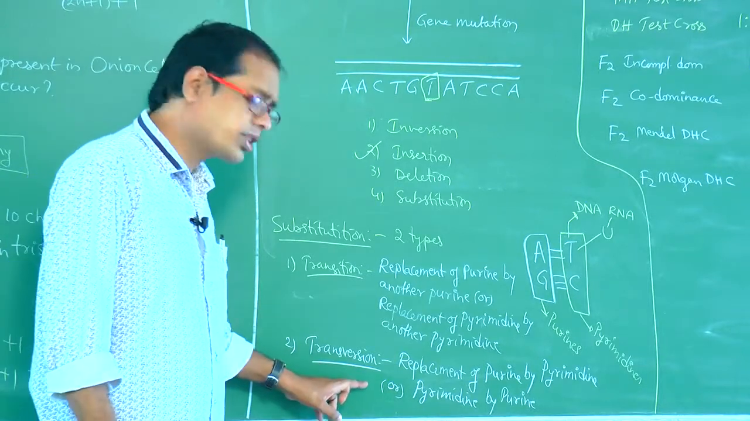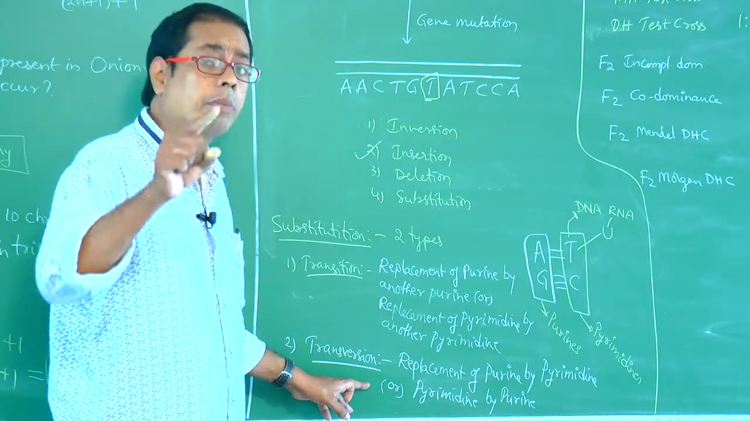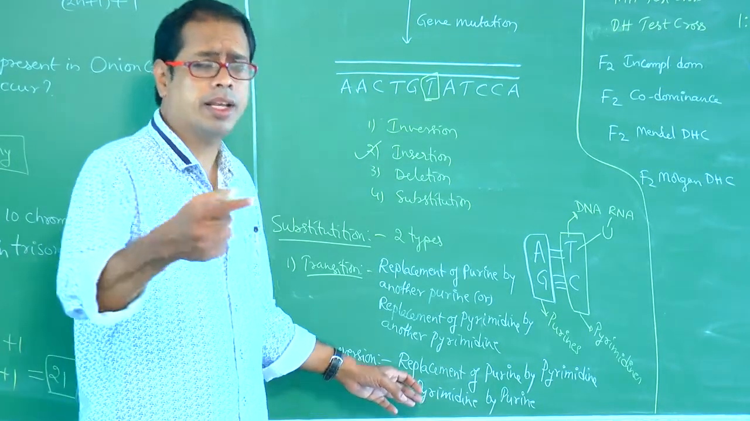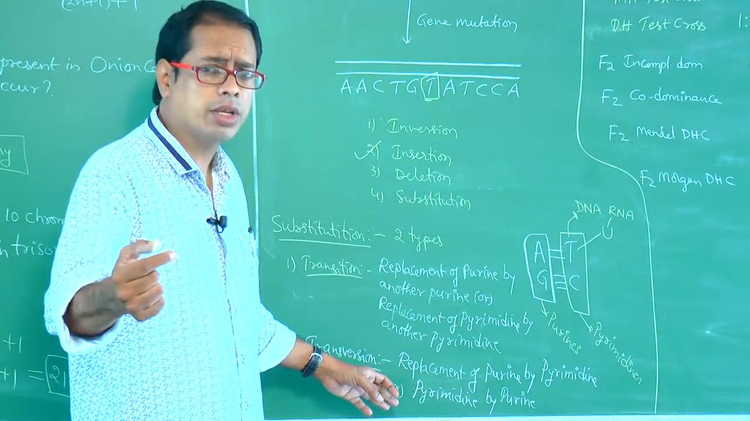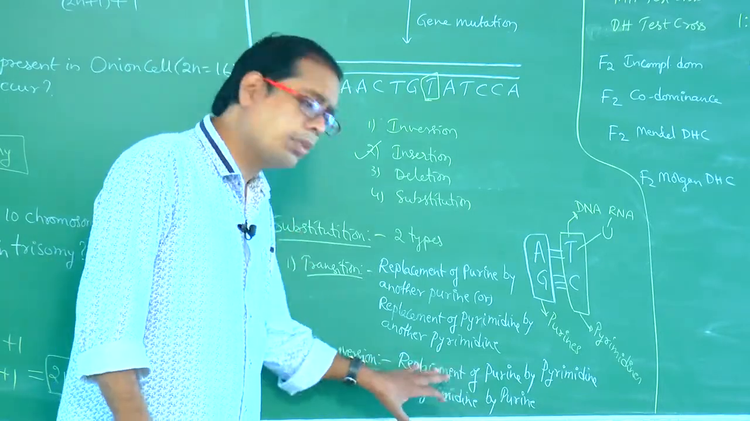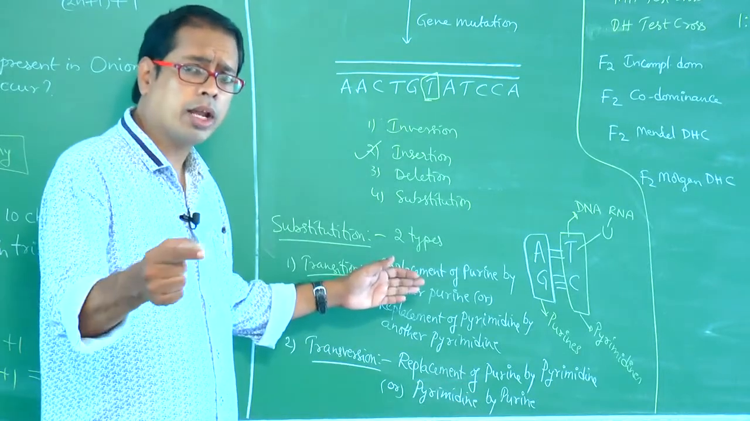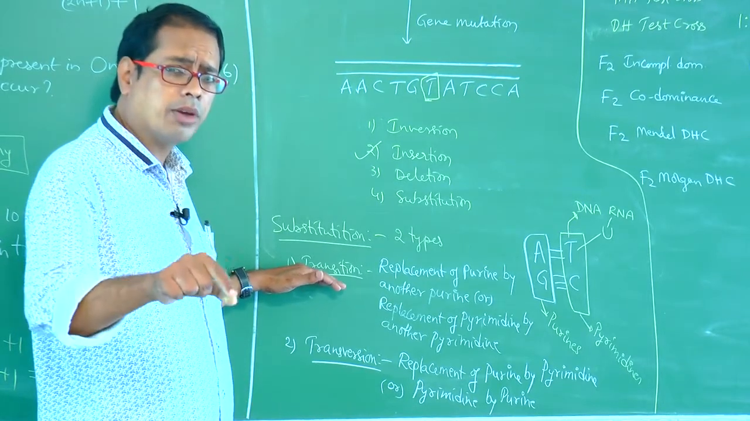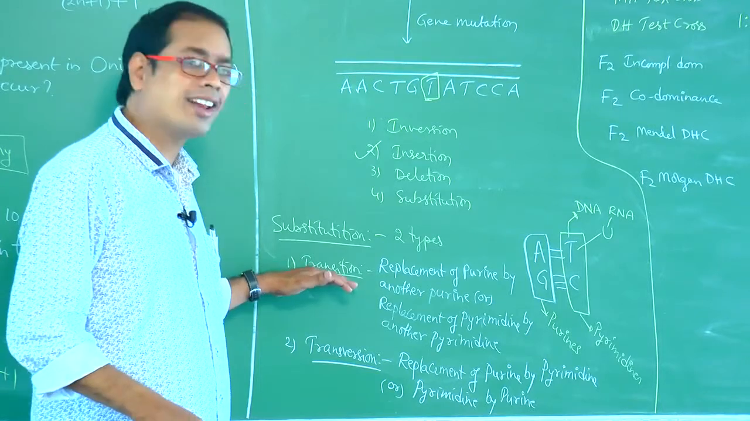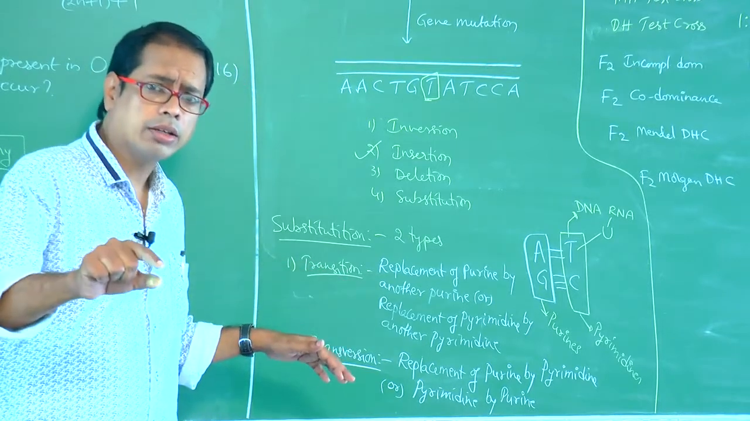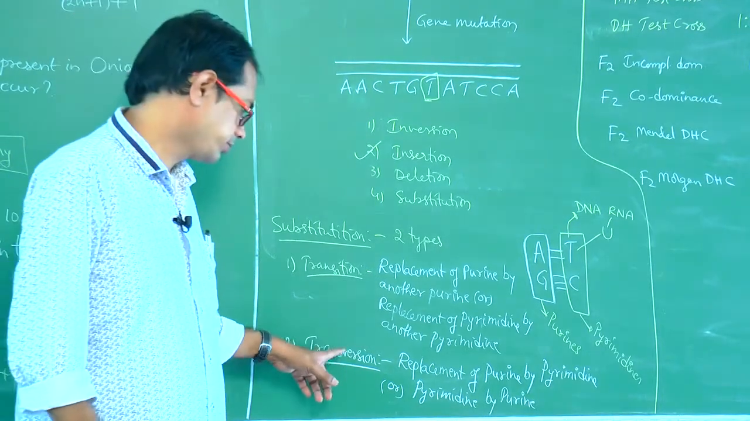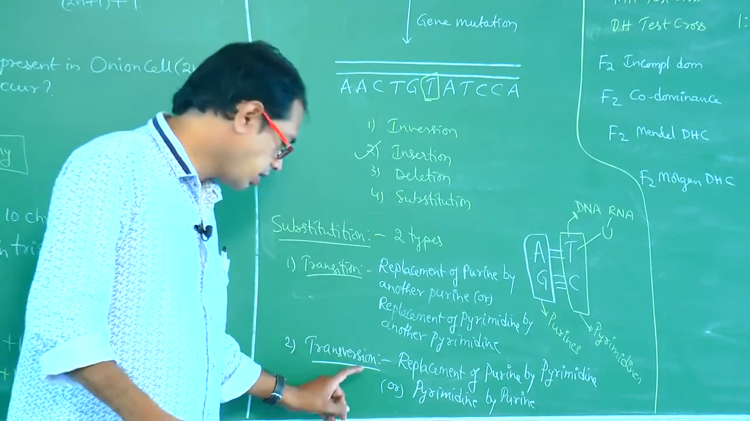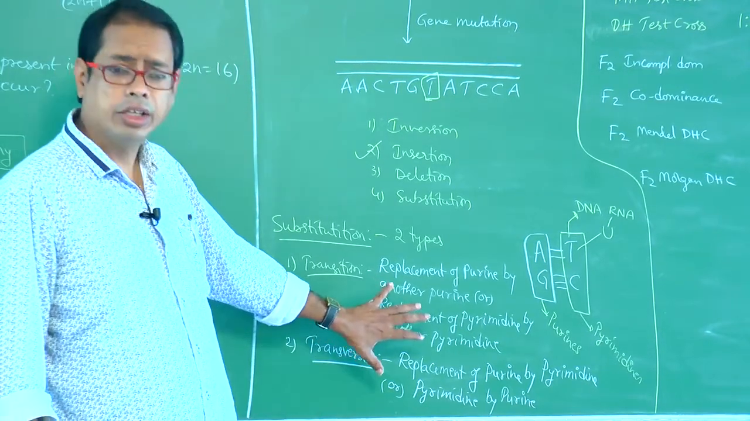Transversion. Replacement of purine by pyrimidine or pyrimidine by purine. If purine is lost, pyrimidine is added. If pyrimidine is lost, purine is added. So that type of replacement is called transversion. Replacement of purine by another purine, or pyrimidine by another pyrimidine, is called transition. Purine by pyrimidine or pyrimidine by purine is called transversion. These two are also somewhat important.